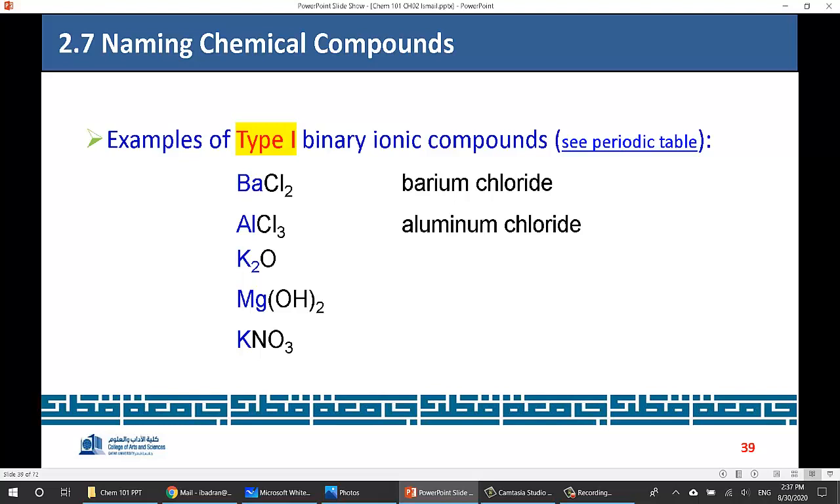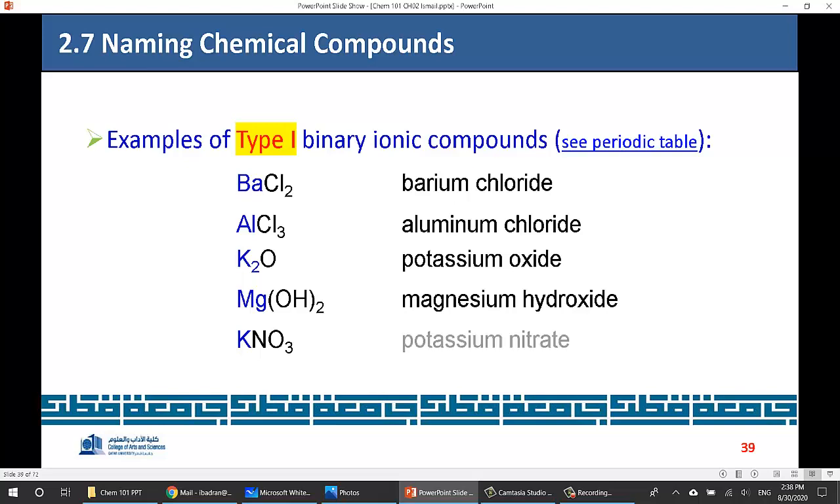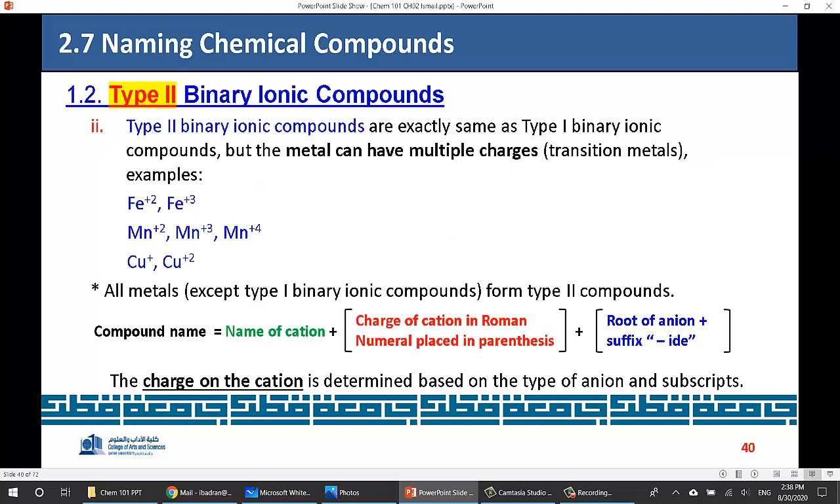K2O, so K is potassium, O is oxygen, so oxide, so potassium oxide. We don't say dipotassium oxide, that's wrong, just potassium oxide. Magnesium hydroxide for this one, and the last one I think we did on the whiteboard. Potassium nitrate. KNO2 would be potassium nitrite. So that's type 1 ionic compound.